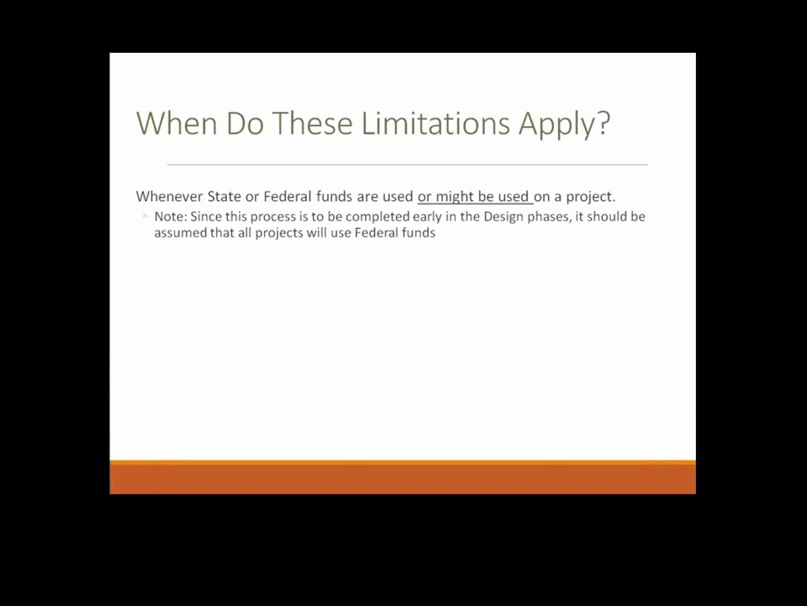You need to follow the proprietary product process and keep in mind proprietary products whenever state or federal funds are used or might be used. Remember, in the design phase, the funding gets switched around a lot, and so it is best to assume that every project is going to use federal funds, unless you're absolutely 100% sure because an agency has guaranteed they're paying for it individually or something. And even then, depending on what it is, it may not be able to be pulled out of the project separately. And so tread carefully and ask questions early.